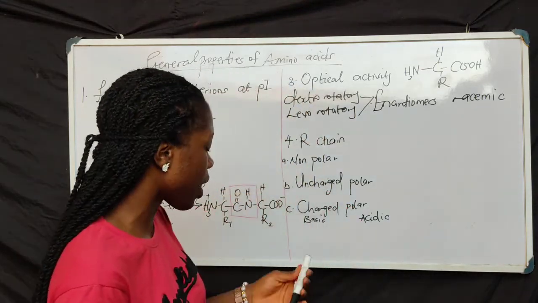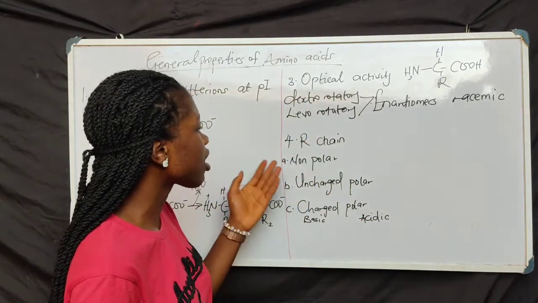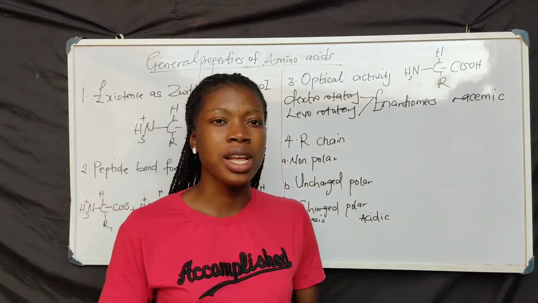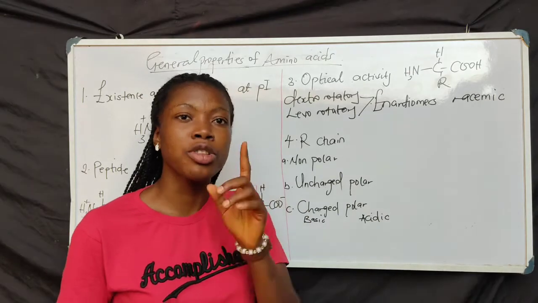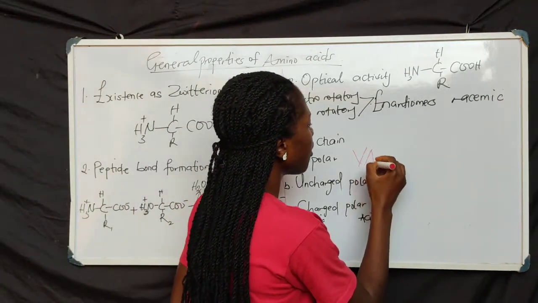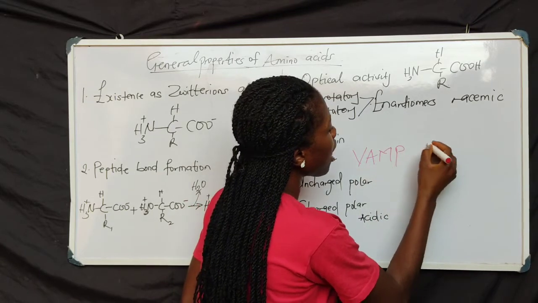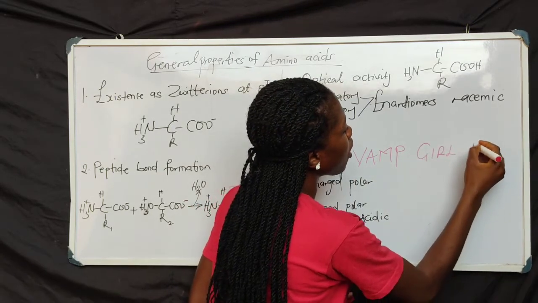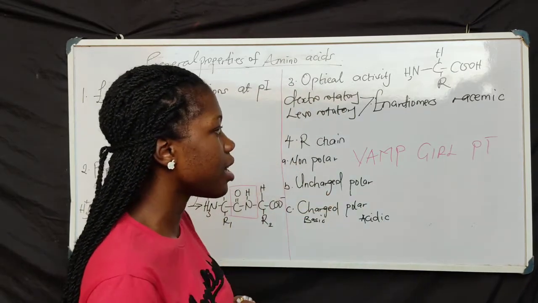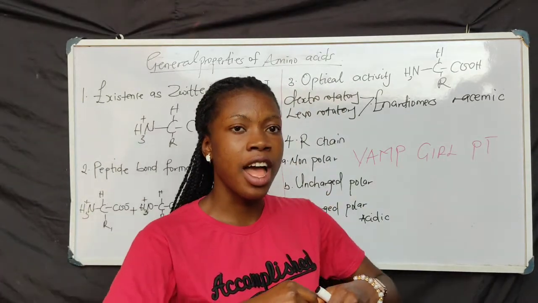Okay, let's talk about the classification right now. Let's talk about non-polar amino acids. There are about 9 non-polar amino acids. How do you remember them? I'm going to give you a mnemonic. I use the mnemonic VAM GIL PT. Remember why they are called non-polar? That is, they are hydrophobic.